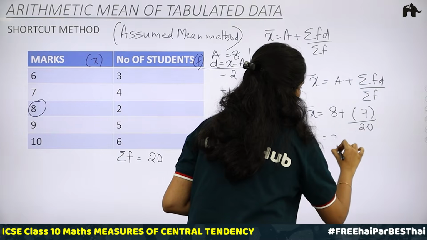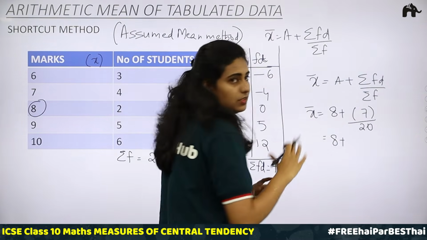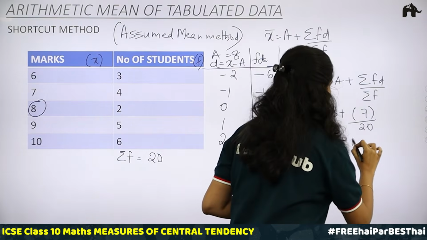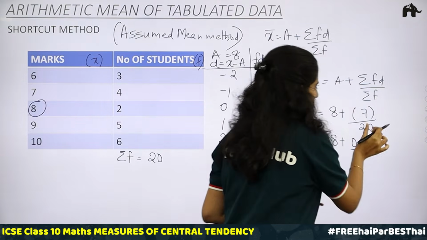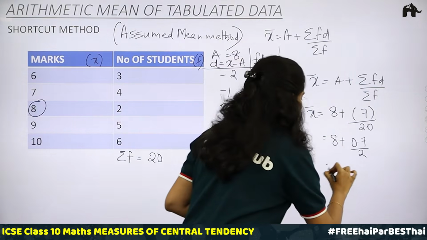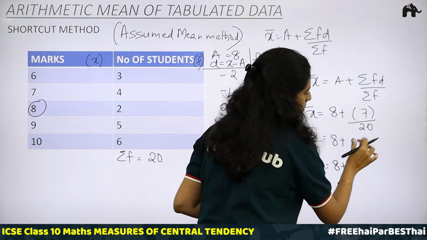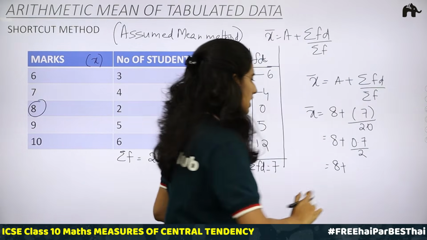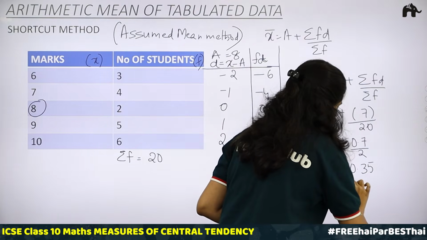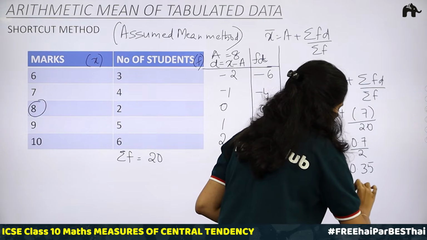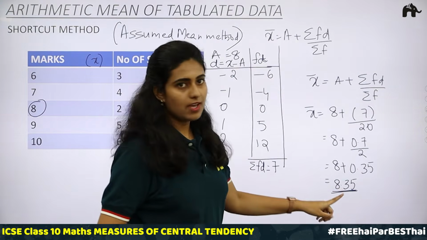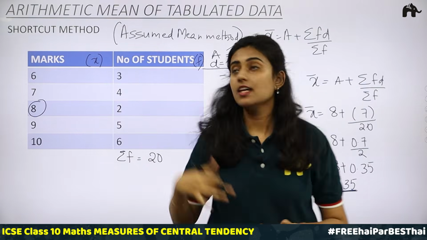Okay, that is 8 plus. How to divide? Here 7 divided by 20 can be written as 0.7 divided by 2. Okay, removing the 0 by putting a decimal in the numerator. That is equal to 8 plus 0.7 divided by 2 is equal to 0.35. And the final answer is 8 plus 0.35, 8.35. Okay, 8.35. The same value only we obtained in the direct method.